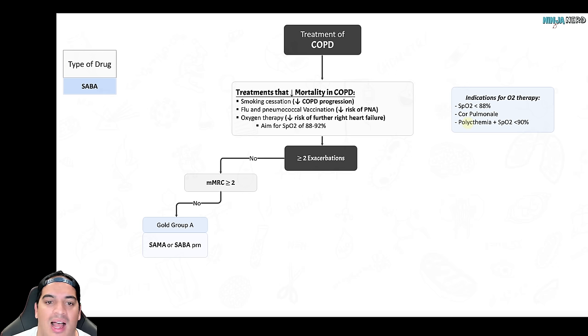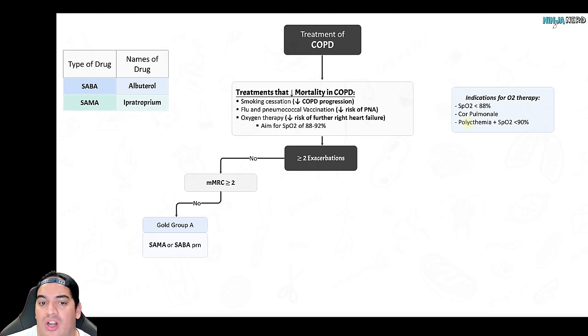And really, this is mild. We can do a SABA or a SAMA, bronchodilator therapies. A SABA is like albuterol, and you do that when they feel short of breath. Or a SAMA, which is like ipratropium, and we can do that also when they're short of breath. So it's one or the other. However, if their symptomatology is a little bit worse and we give them a score of greater than or equal to 2, then we might need to up their actual bronchodilator therapy.